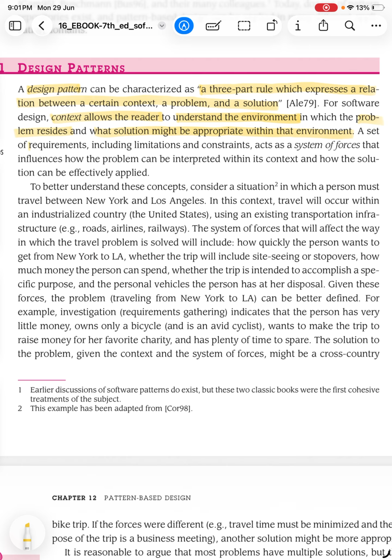A set of requirements, including limitations and constraints, acts as a system of forces that influences how the problem can be interpreted within its context and how the solution can be effectively applied.